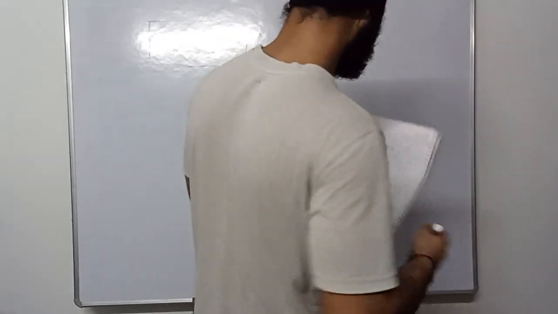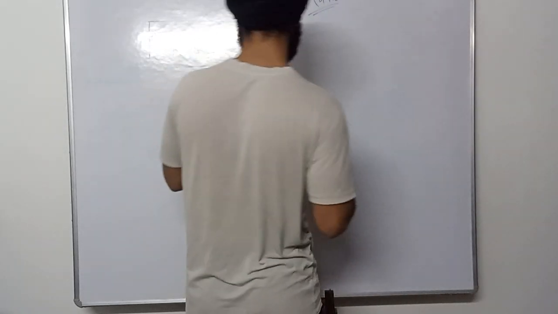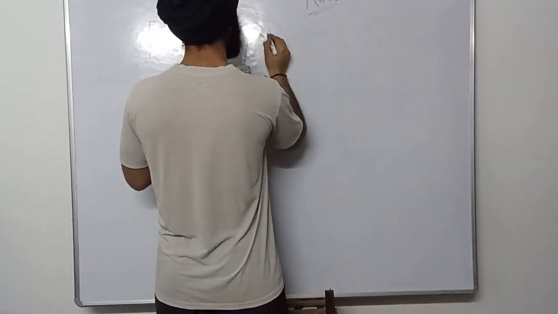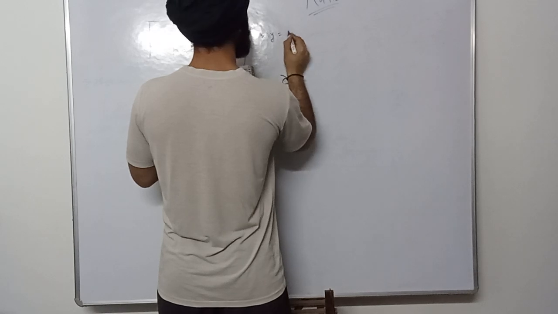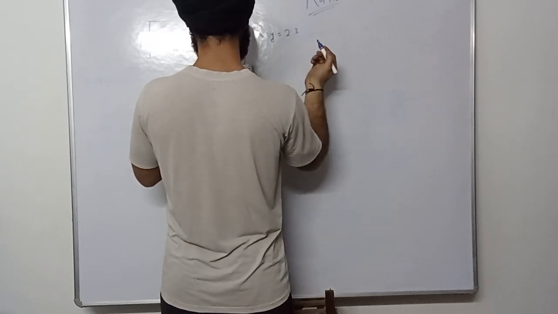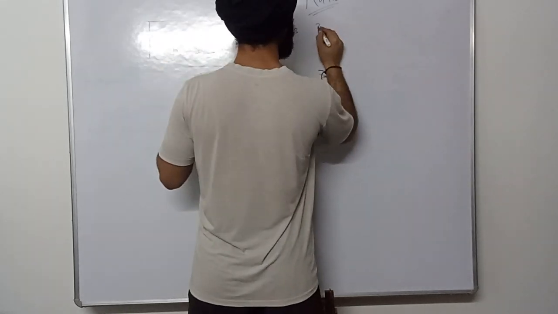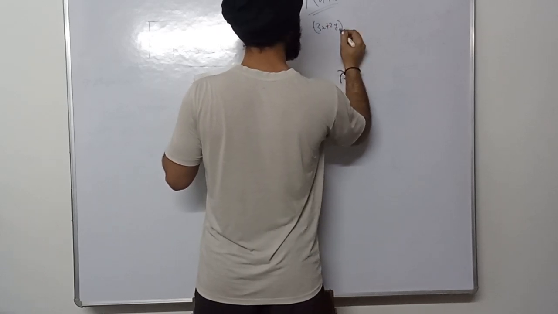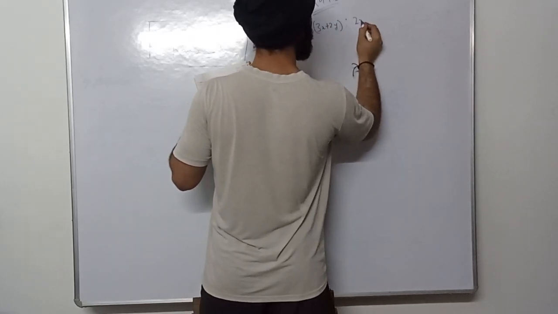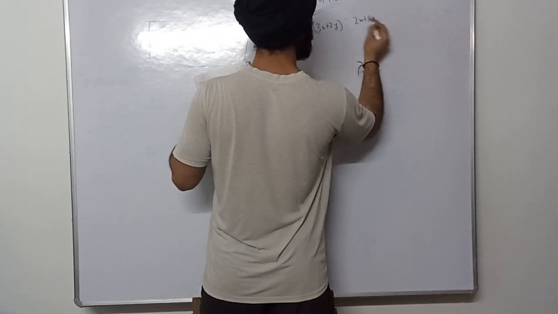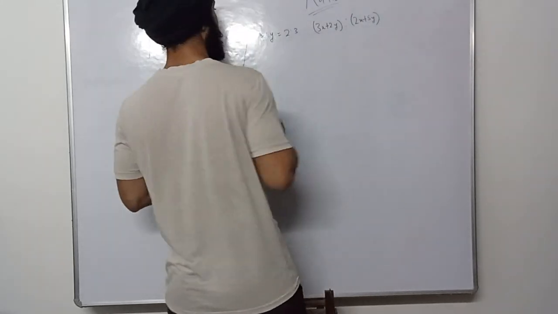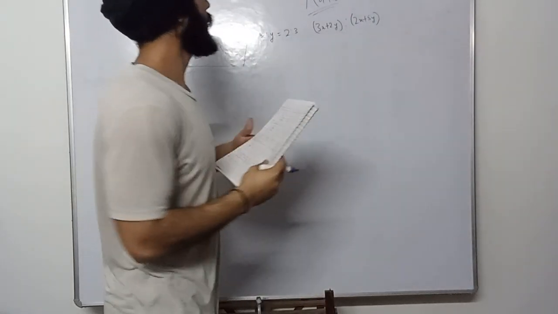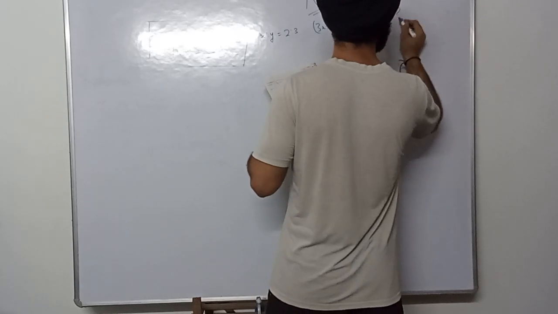Let's start with the third question. If x ratio y is equal to 2 ratio 3, we have to find the value of 3x plus 2y ratio 2x plus 5y. We have to find this value.